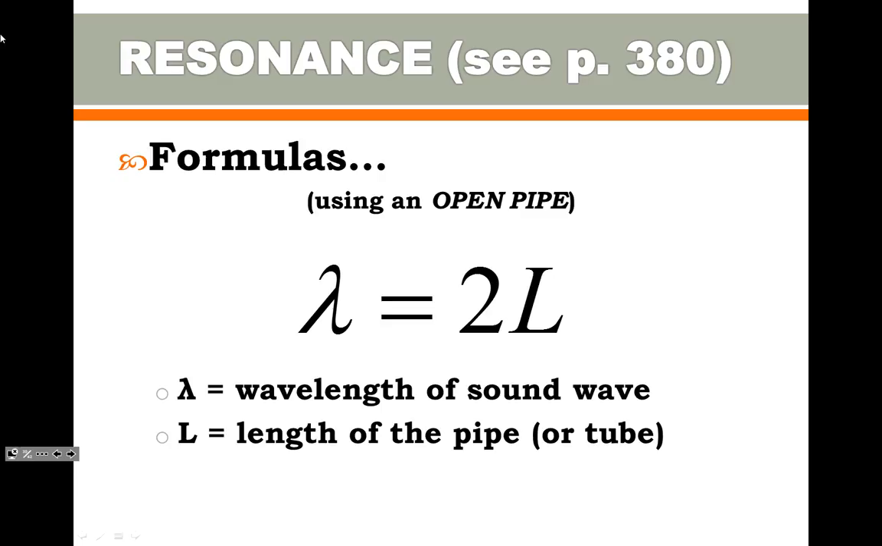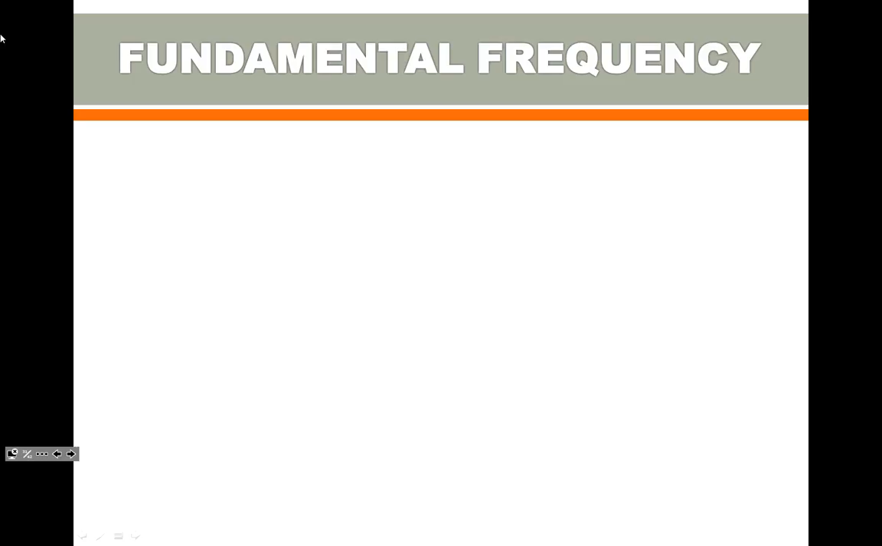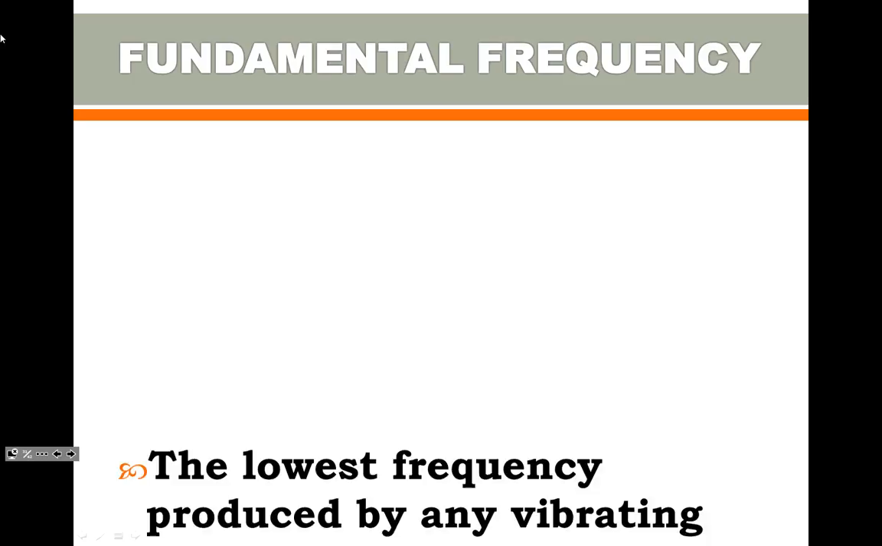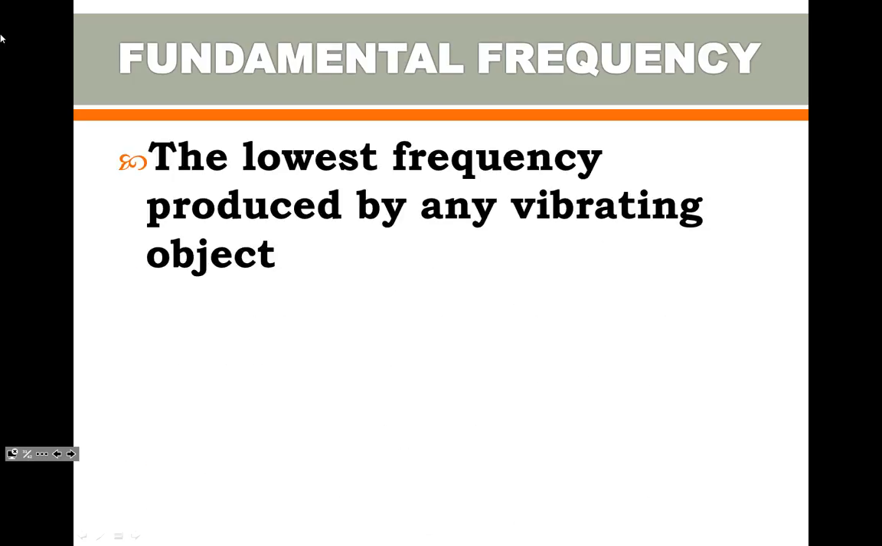All right. We did forced vibration, we did natural frequency, we did resonance. The fourth one here is fundamental frequency. And I know there's a question on WebAssign where you deal with this as well. Fundamental frequency is the lowest frequency produced by a vibrating object. The lowest frequency is always going to be your natural frequency. So that's where you start.